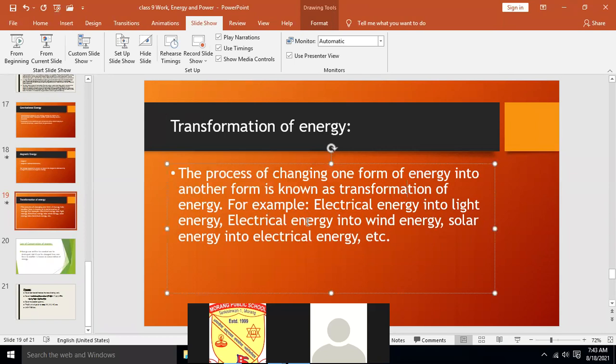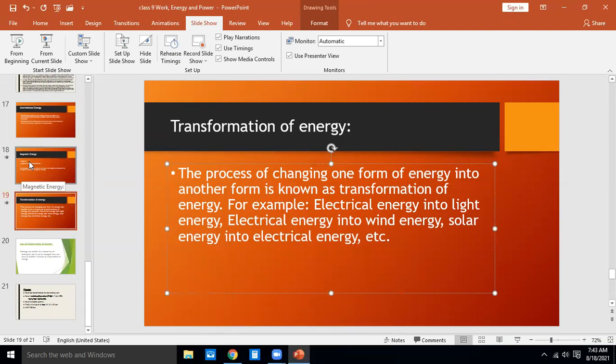For example, electrical energy into light energy, electrical energy into wind energy, solar energy into electrical energy, everything. Sound energy into electrical energy, mechanical energy into electrical energy, electrical energy into mechanical energy, mechanical energy into heat energy, electrical energy into heat energy. Likewise, if one form of energy changes into another, that is called transformation of energy. Is it clear?